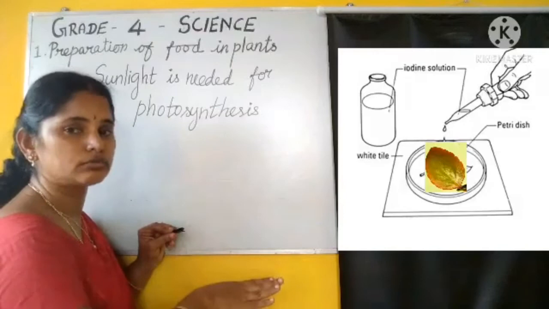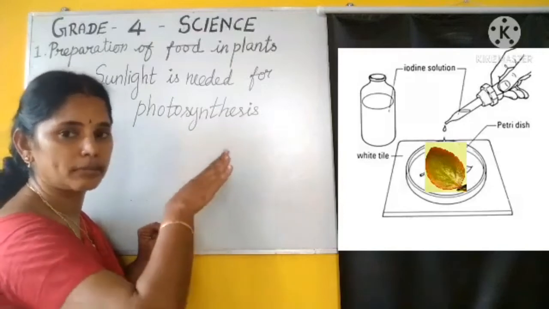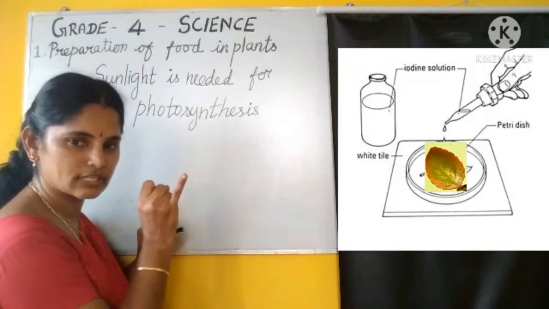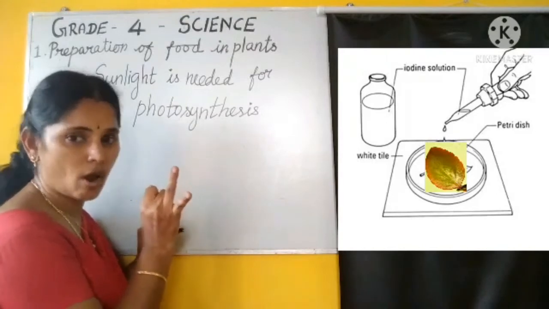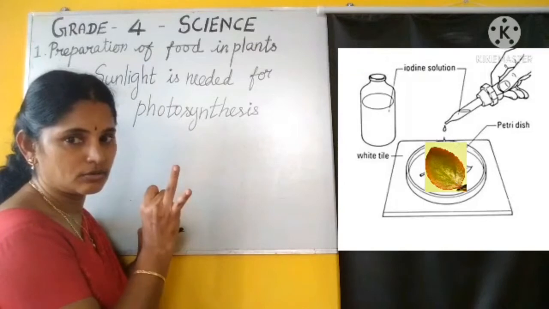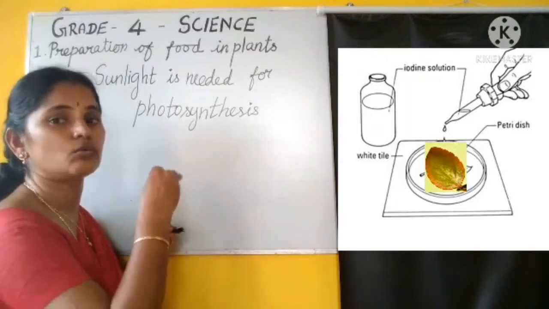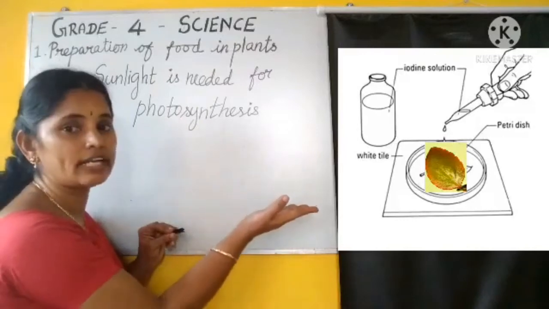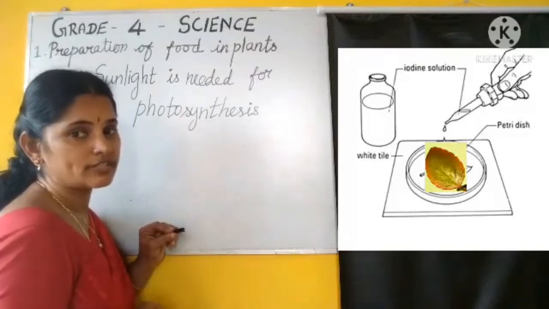So in order to remove the green pigment from the leaf, we boil the leaf first in hot water, then in alcohol. Then we wash the leaf in cold water. Now the leaf is ready for the starch test.